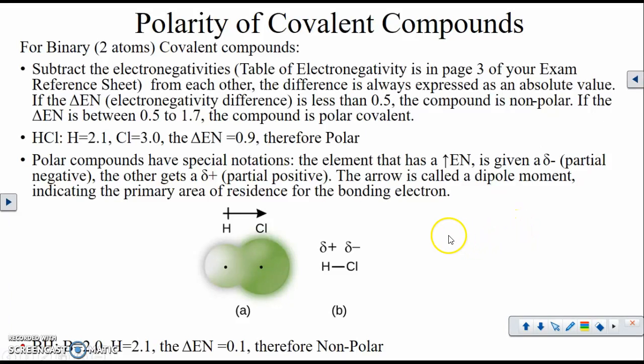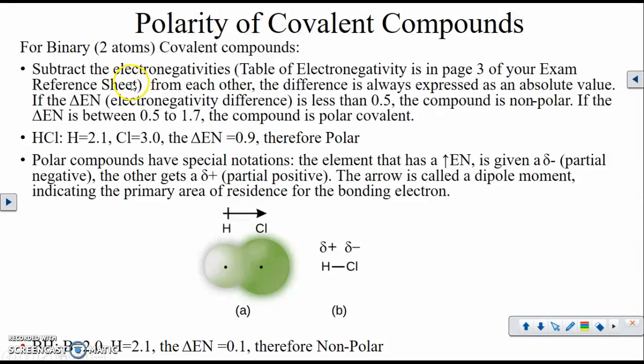So in this lecture, we're going to be following up on covalent compounds. Covalent compounds are not as straightforward as I initially presented them to be. There are actually two types of covalent compounds: polar covalent compounds and non-polar covalent compounds. Deciding whether a binary covalent compound, which means only two atoms are present, is polar or non-polar is actually quite easy.